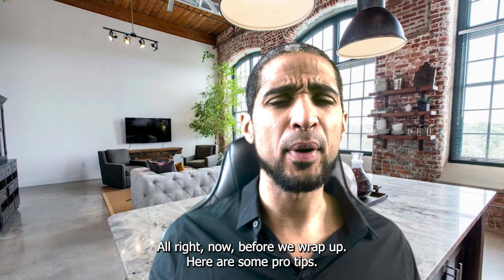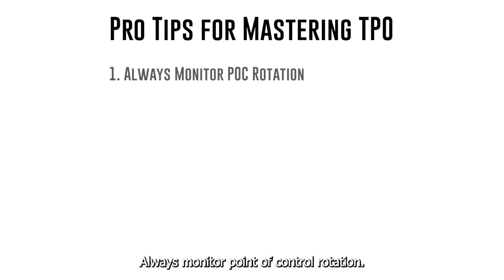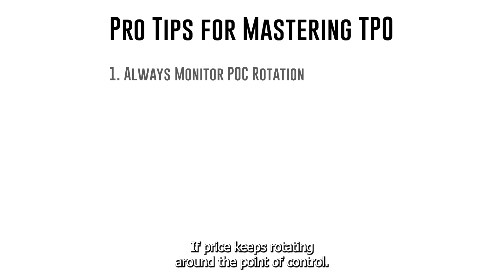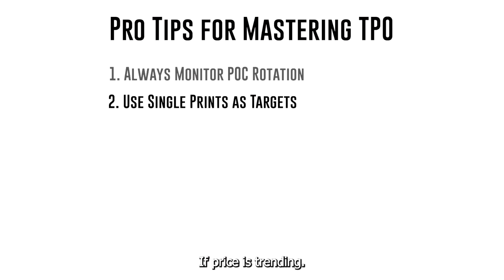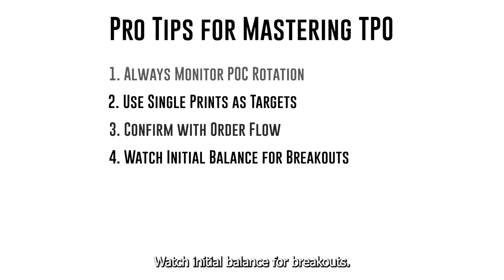Alright, now before we wrap up, here are some pro tips to help you master the TPO chart. Always monitor point of control rotation. If price keeps rotating around the point of control, it signals balance. Look for a breakout or breakdown for the next move. Use single prints as targets. If price is trending, target untested single prints for high probability exits. Confirm with order flow. Always use footprint charts and delta to confirm real buying or selling pressure at key TPO levels. Watch initial balance for breakouts. Breaks of the initial balance, or IB, often lead to powerful directional moves.